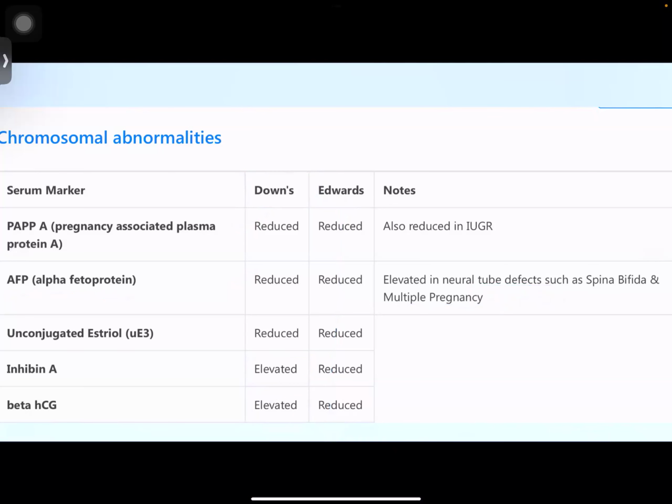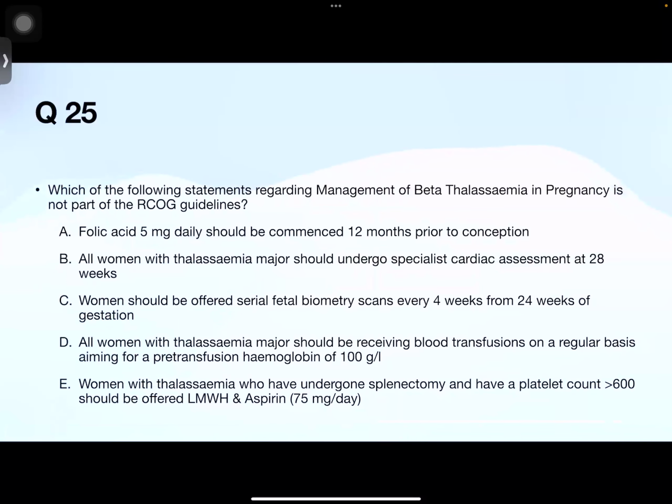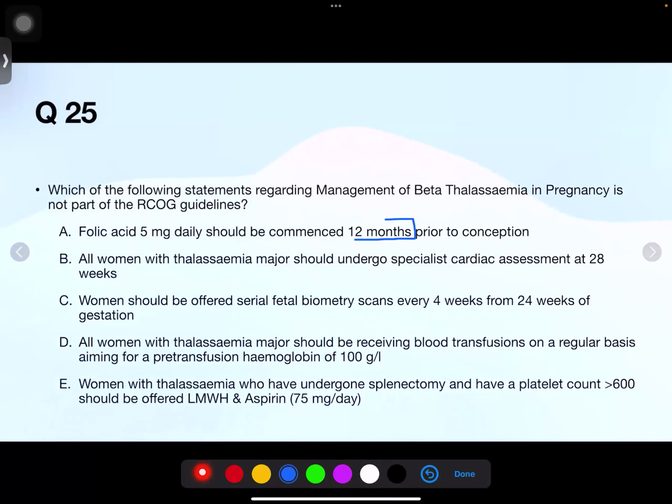Okay. So which of the following statements regarding management of beta thalassemia in pregnancy is not part of the MRCOG guidelines? It should be given 3 months prior to conception. Yes, that's great. So folic acid 5 milligrams daily should be commenced 12 months prior to conception. No, that is just a wrong thing, because it is 3 months. The rest of the options are correct.